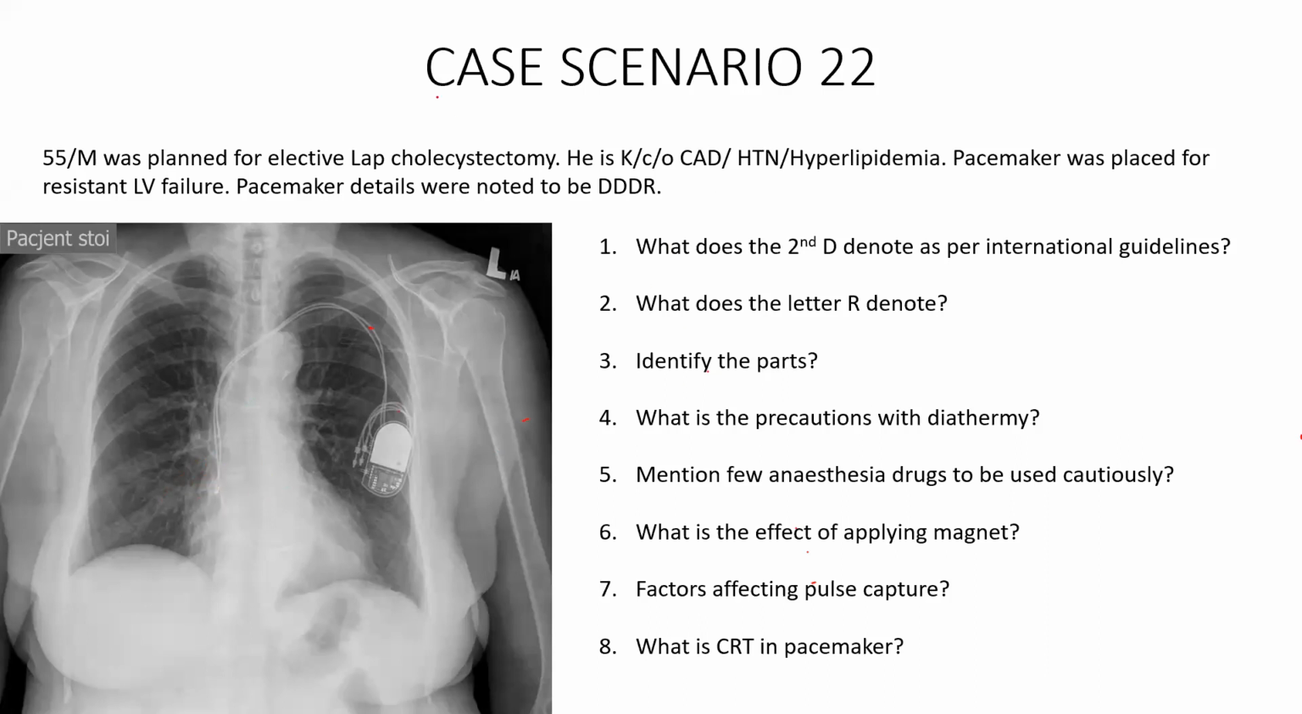So is it possible to find the type of pacemaker based on X-ray? Based on X-ray, you can't find it. You can find whether it's going to be dual chamber or single chamber. That's it. But the type, whether it's triggered or inhibited, you have to get it programmed.